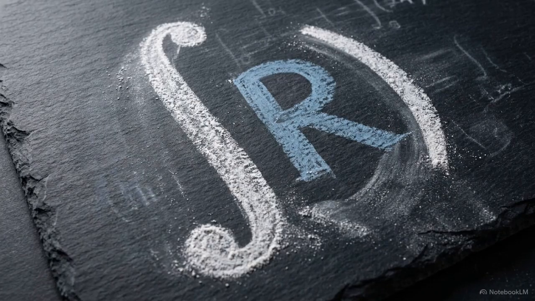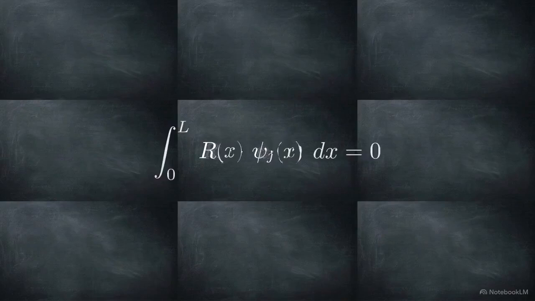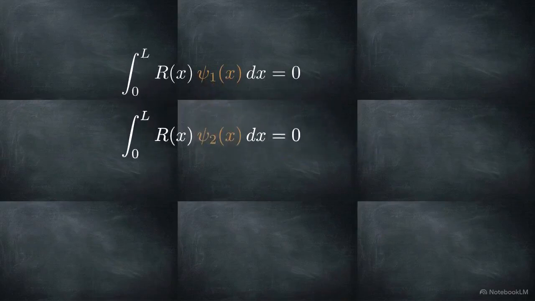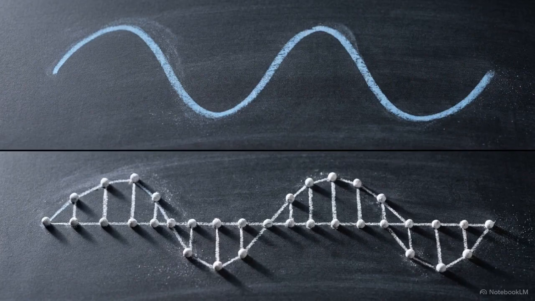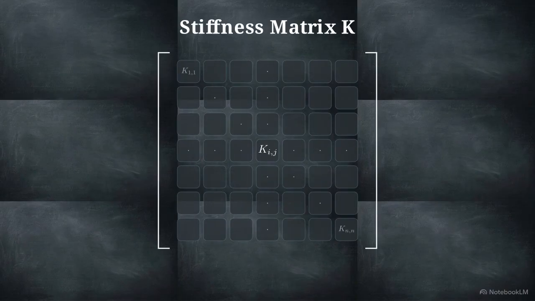Now we apply the Galerkin postulate to this residue. We integrate the residue multiplied by our weight, psi sub j, over the domain, repeating the operation n times to account for every unknown. This repeated integration transforms the continuous physical equation into a discrete system. This system is organized into a stiffness matrix.